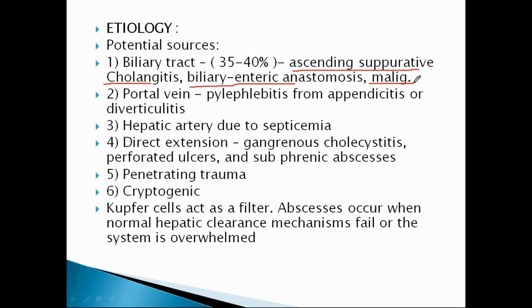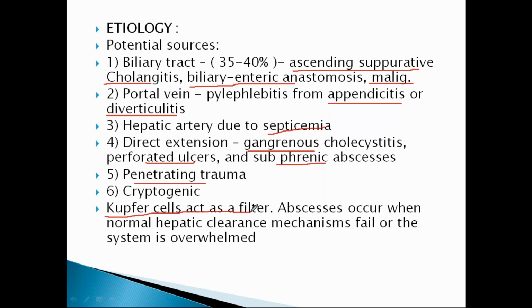Biliary enteric anastomosis, malignancy. Previously appendicitis used to be the most common reason, or diverticulitis. Now both are gone because of early diagnosis and antibiotics. Portal pylephlebitis is completely gone. Now these are remote causes for pyogenic liver abscess. Some septicemia patients can develop it due to direct extension from artery, gangrenous cholecystitis, subphrenic abscess, perforated ulcers, penetrating trauma, etc. These are all very rare.